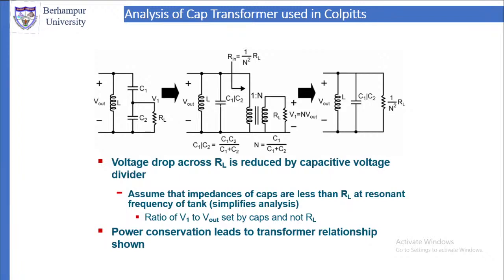Here we assume that the impedances of the capacitances are less than RL at the resonant frequency of the tank circuit. This simplifies the analysis, and this ensures that the ratio of V1 to Vout is set by the capacitance and not by RL. RL does not affect the ratio of V1 to Vout. Power conservation leads to the transformer relationship shown above.